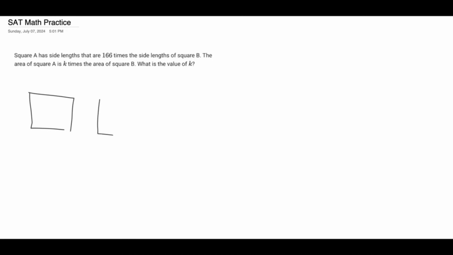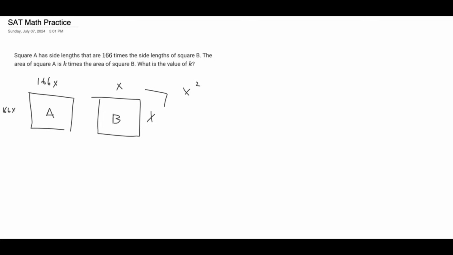So I'll just draw two squares. So let's call this one square A and this one square B. All right, and we know the side lengths are 166 times the side lengths of B. So if the side lengths of B are x, call it x, then A would be 166x. I'll just put those on both sides. And so to find the area of a square, we'll just do length times width. So if we have x times x, that will give us x squared.